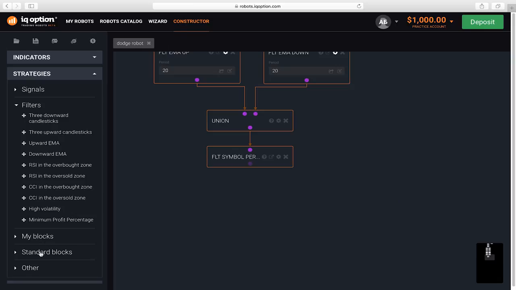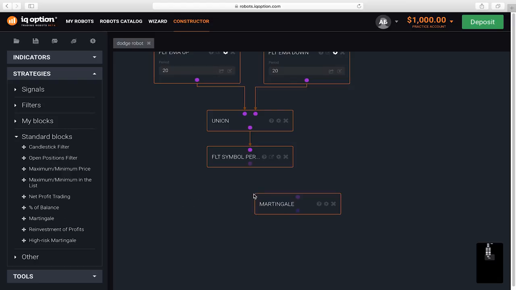Since the robot will be using the martingale strategy, add this block to the designer and set the value to 5 in the parameters. This number defines how much the profit percentage for a new transaction will cover previous losses.